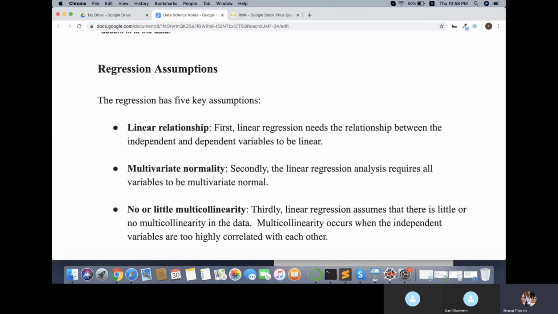Scatter plot. Scatter plot will give you the visualization. How do you check in numbers?